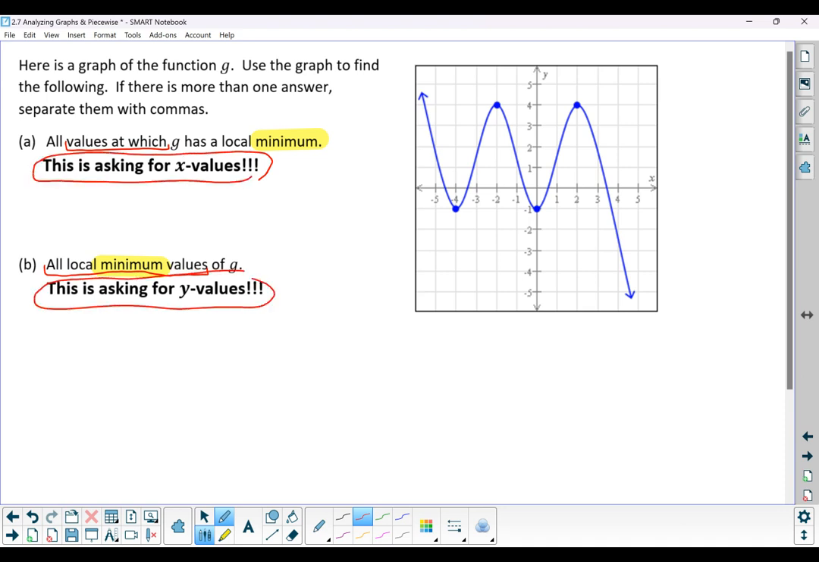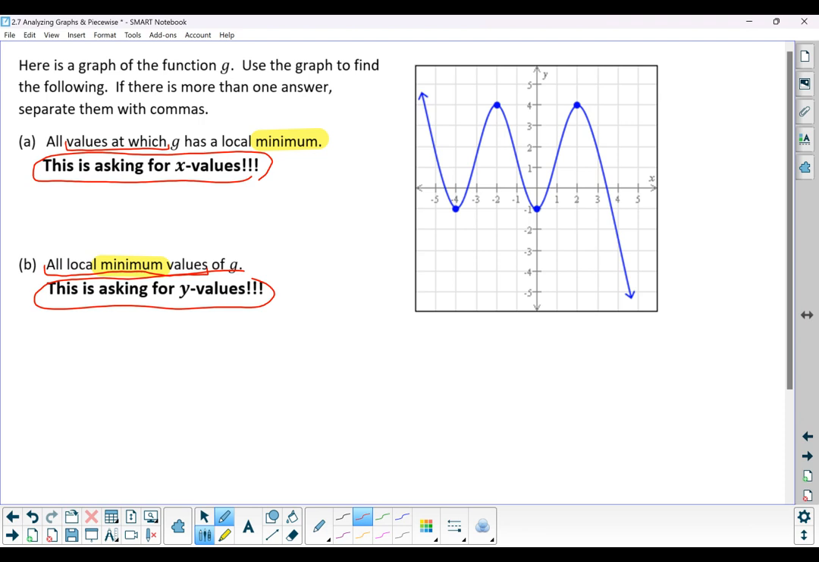It doesn't say this on the screen. I put this here. When it says the values at which G has a local min, that is asking you for that X value. It's asking you where they occur. When it says all local min values, that's talking about values of the function. So that's asking you for Y values.